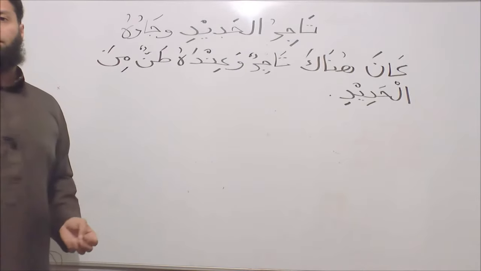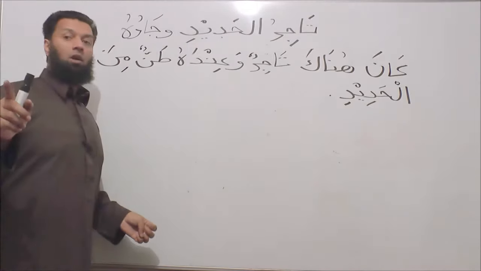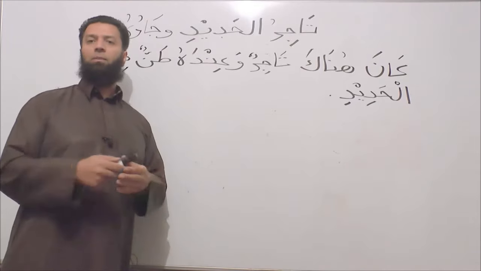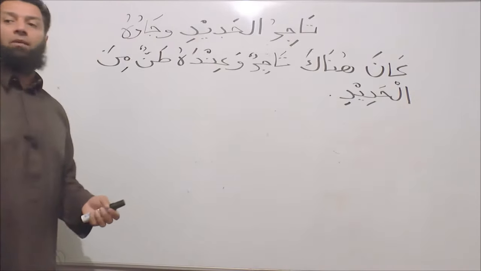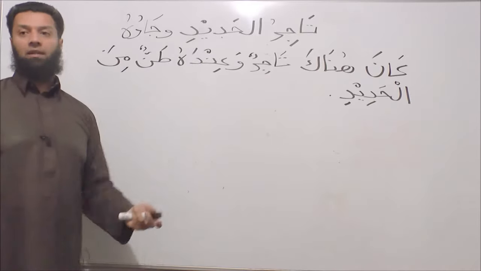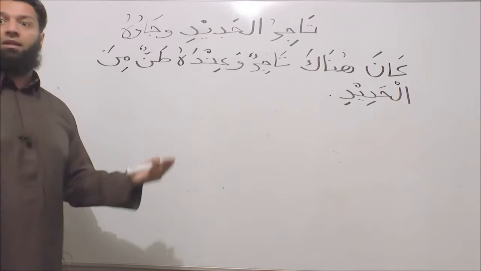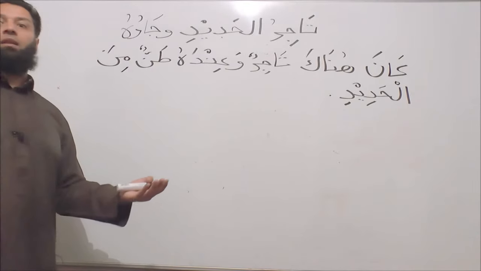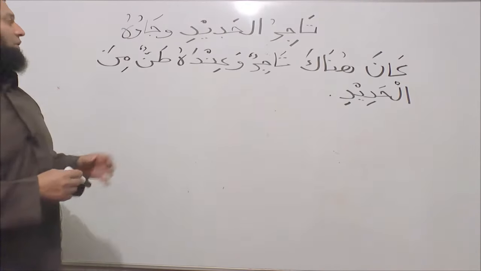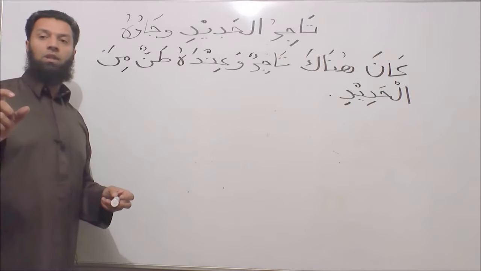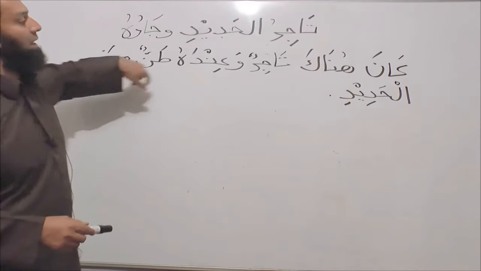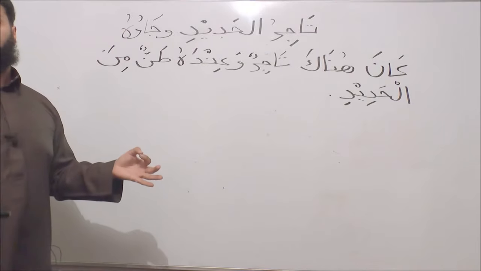Now, it's very common, this type of expression, min al-hadid, that principle of, if you want to represent an amount in Arabic, you say min and then whatever. Min al-qumhi, of wheat. Min al-ta'ami, of food. Min al-ma'i, of water. That's very common. So rather than mentioning a specific amount, we say min al-hadidi, of something.